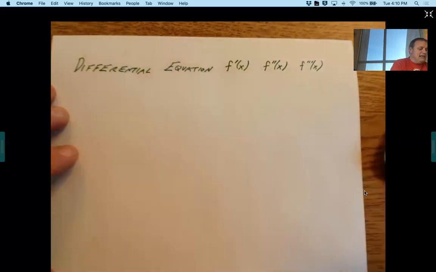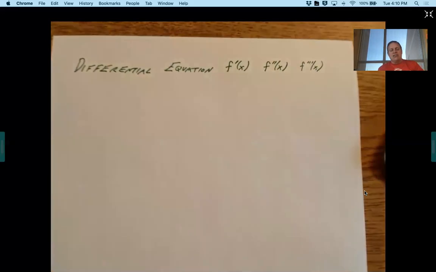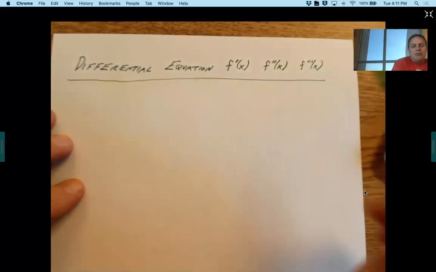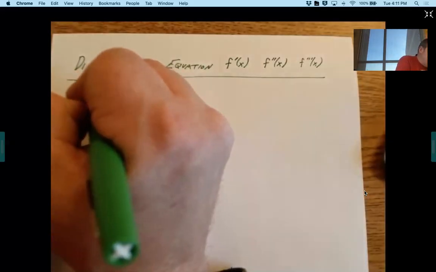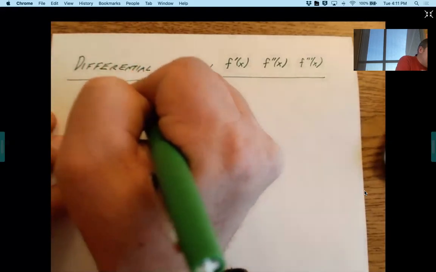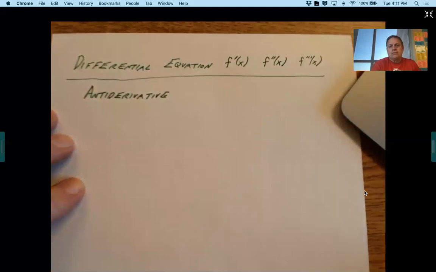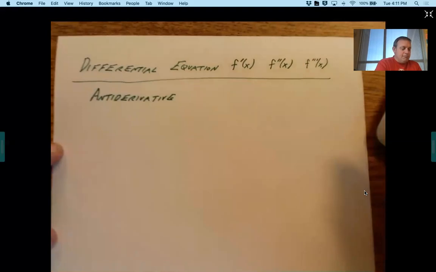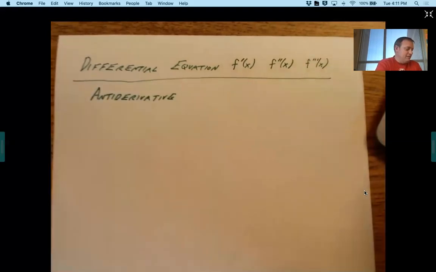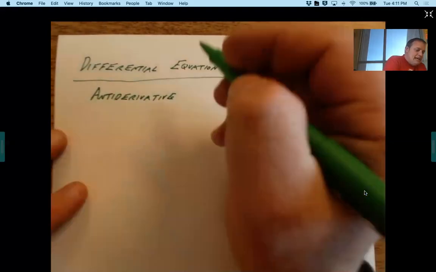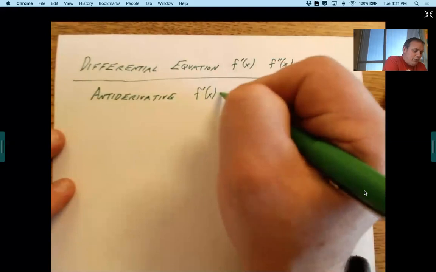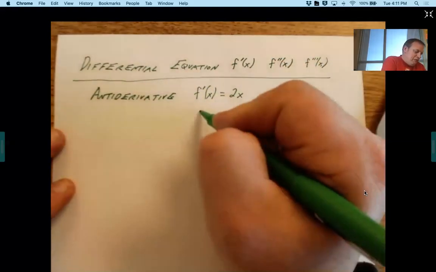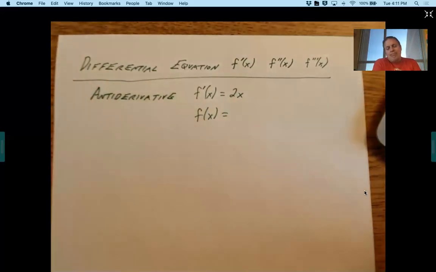But what if I know the derivative and I want to go back to the function? Well, that's really what I want to talk about. I want to find what's known as the antiderivative. Antiderivative. Kind of the opposite of deriving. Okay. For example, let's say that f prime of x is equal to 2x. And we want to find what the function was. Can you think of a function that has a derivative of 2x?